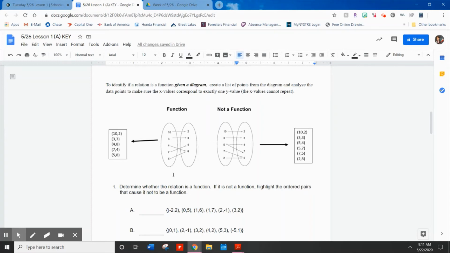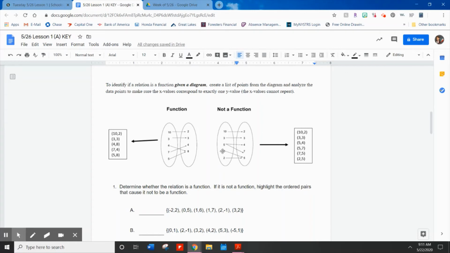Remember, the numbers on the left-hand side of the diagram are the input or the X values. So 10 goes to 2, 3 goes to 3, 4 goes to 8, 7 goes to 4, and 5 goes to 8. So I wrote those out in the table to the left right here. Okay, we can look at those X values. They do not repeat. We are good to go.